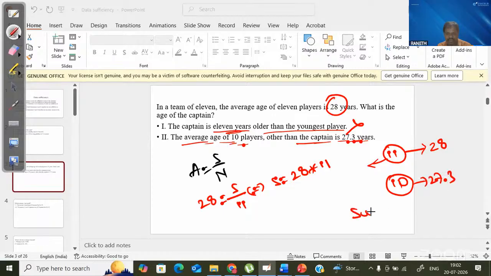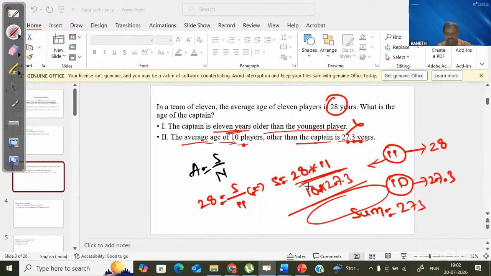Then we can find the sum, which is 273. Here the sum equals 28 into 11, and here the sum equals 10 into 27.3. We don't need the exact value, but we can find the answer by using statement 2. Statement 2 alone is sufficient to answer the question. Next.